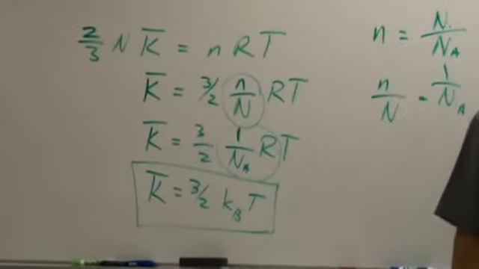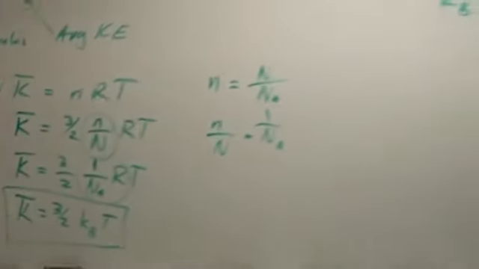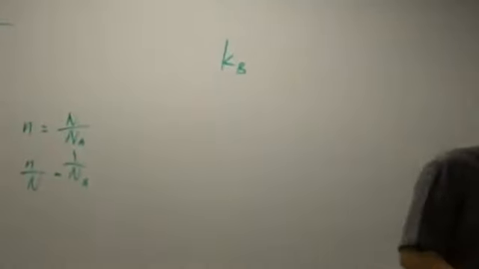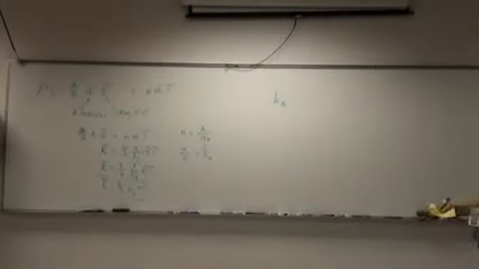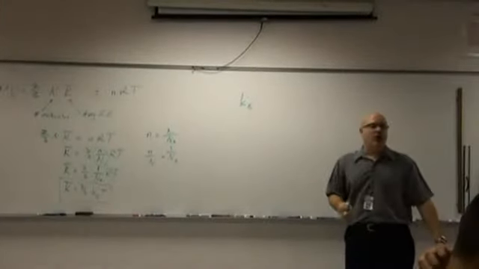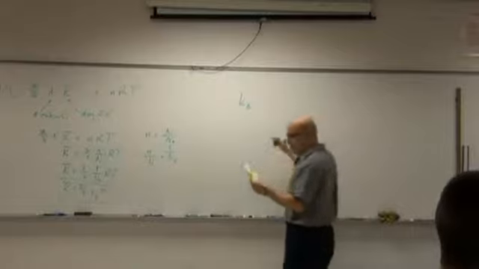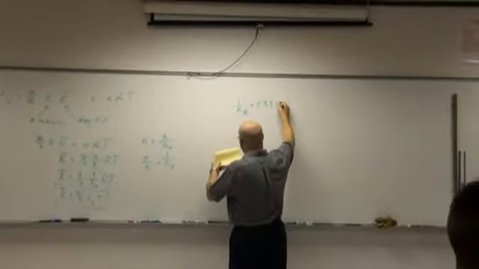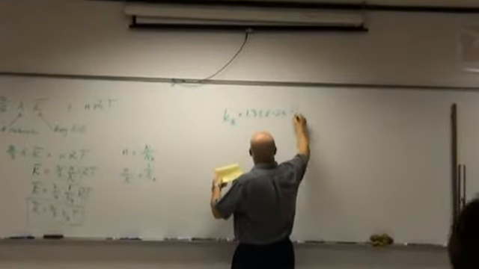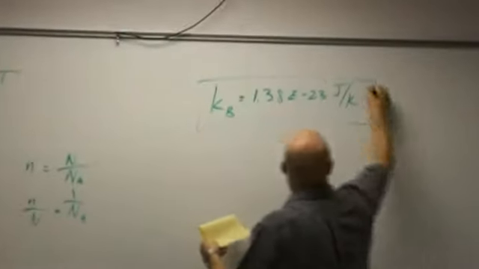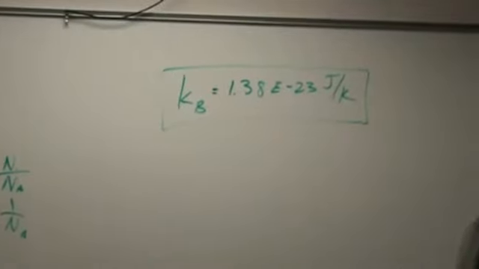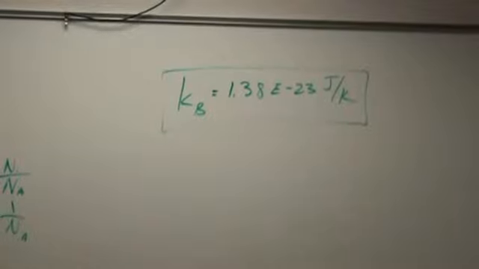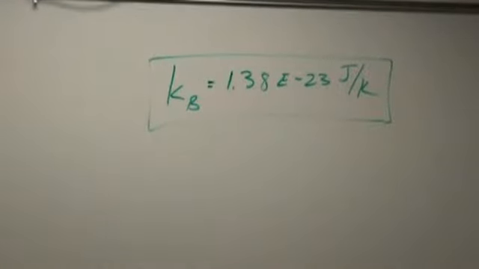Boltzmann's constant is just another constant. No big deal. It's on your constant sheet. So everybody get your constant sheet out and find it so you know where it's at, so that you don't have to memorize it. You just need to know what it is. It turns out to be about 1.38 e to the negative 23rd joules per Kelvin. It's just a constant. Just know where to locate it on your constant sheet so that when it shows up, you can find it.